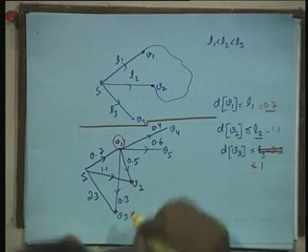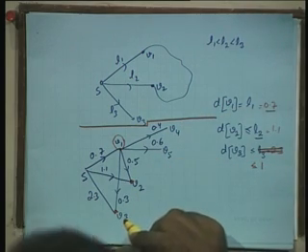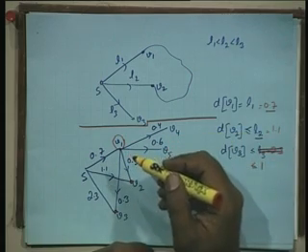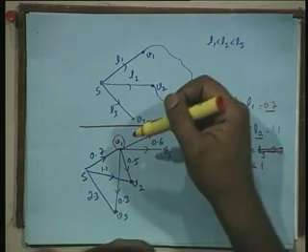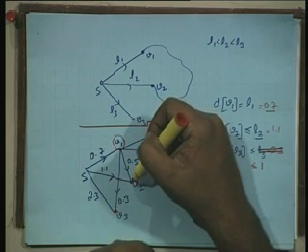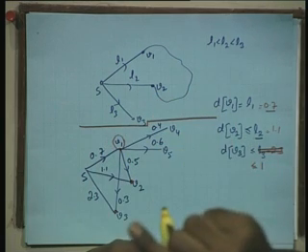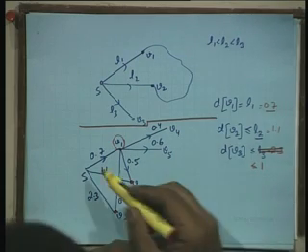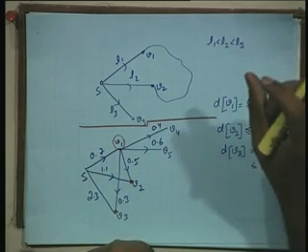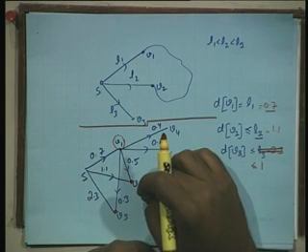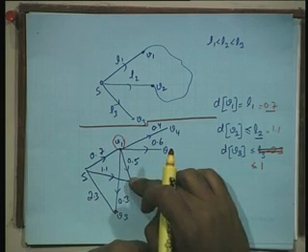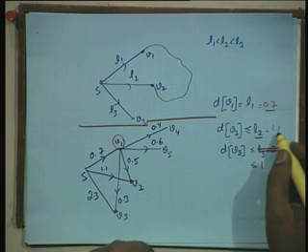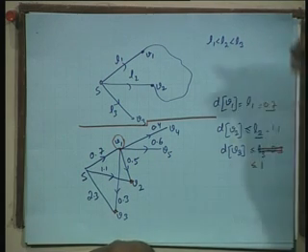What can I say about the distance of V2 from S? Well, I have found another path to V2, the path which goes from S to V1 and then follows the edge V1, V2. But this path has a length of 1.2. And since earlier I had a length of 1.1, I have not found a better path to V2.